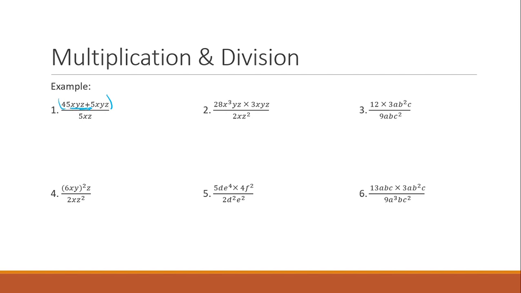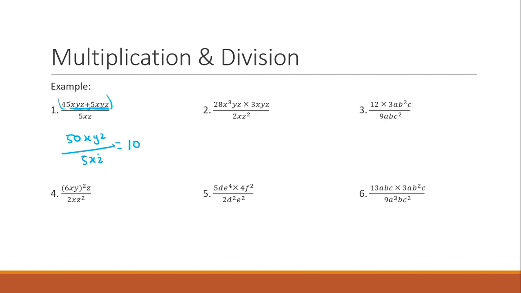Since we have the same variable here, xyz, and this one also xyz, these are like terms, so we can combine together. 45 plus 5 will mean 50xyz divided by 5xz. So 50 divided by 5, we will get an answer of 10.